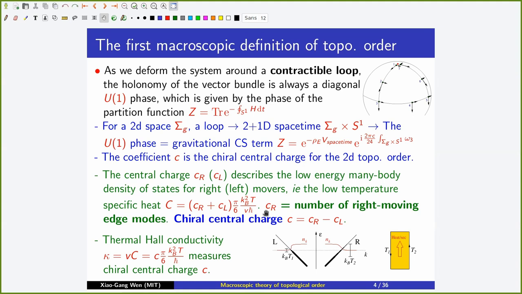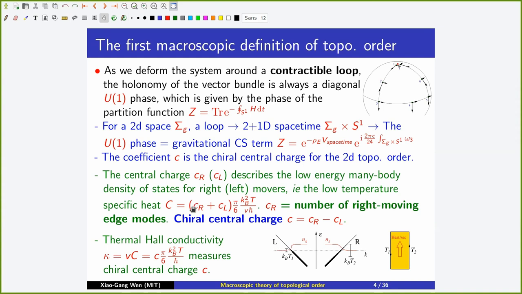When you have a phonon moving to the right, this phonon excitation gives us a central charge of one. It's normalized this way. Because when you have a phonon in one dimension, the heat capacity will be proportional to T and also to one over velocity. The coefficient is one for the phonon. But in general for an edge mode, the coefficient may be two or maybe one half, things like that. And this is formally called a central charge.